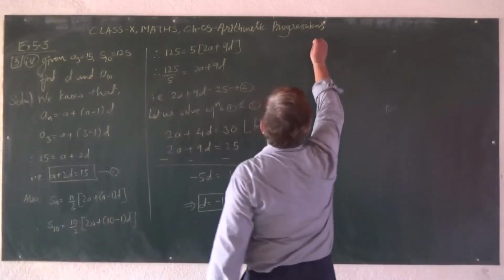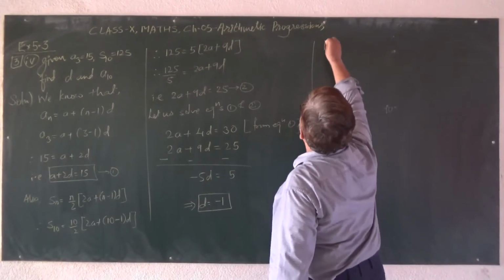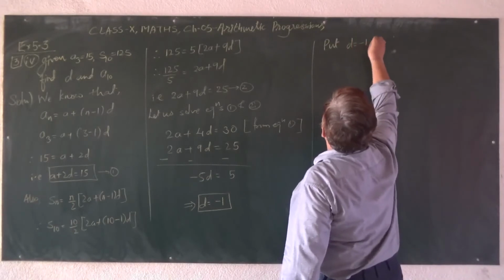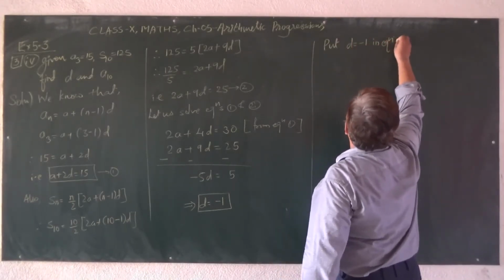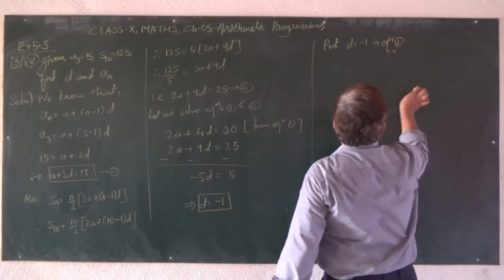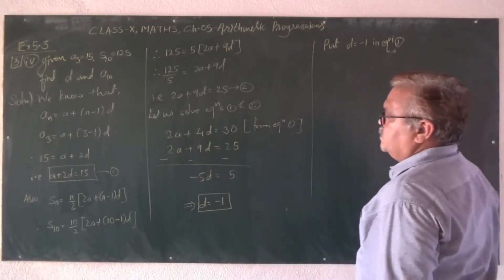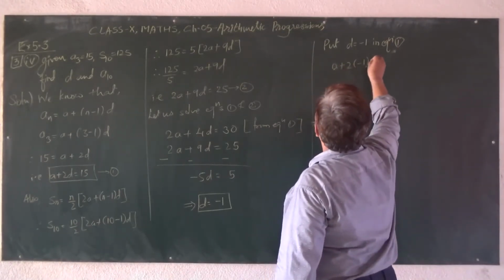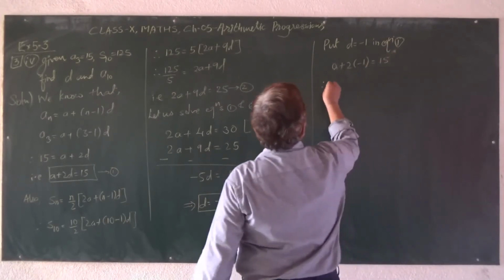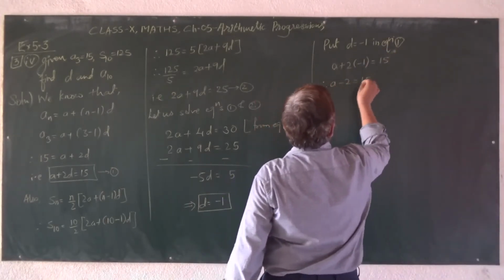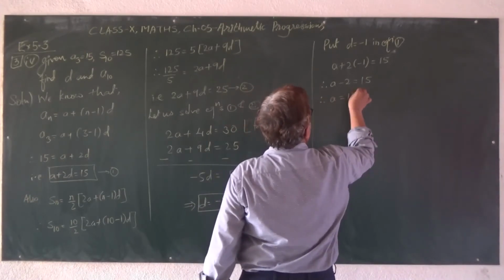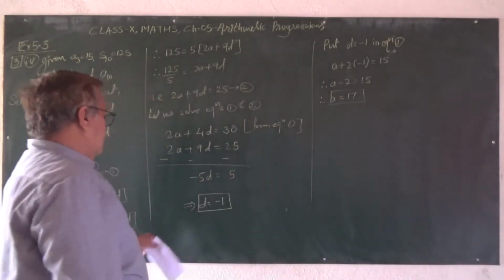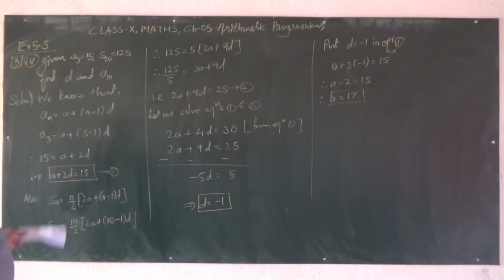Now put this D in equation 1. Okay, let us see. Put D is equal to minus 1 in equation 1. So what is equation 1? A plus 2 into minus 1 is equal to 15. So therefore A minus 2 is equal to 15, and therefore A is equal to 17. So you got A as 17 and D as minus 1.